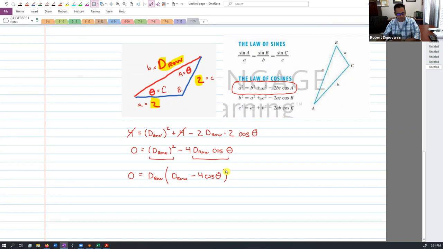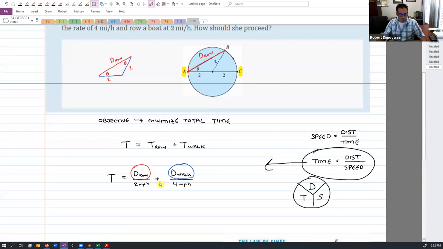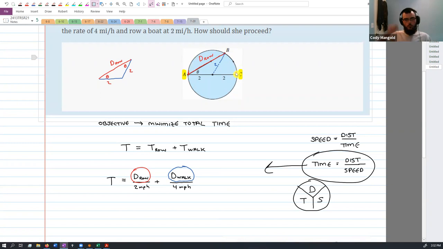So I factor out a distance we row from here and a distance we row from here. This is what I'm left with, and these are both set equal to zero. So I set each one of these equal to zero. Distance we row equals zero, or distance we row minus four cosine theta equals zero. This first equation I'm going to throw away. The reason I'm throwing it away is because if the distance we row is zero, what would that correspond to up here? If we row nothing, we would walk the whole way. So the distance we row equals zero, I'm going to throw out.